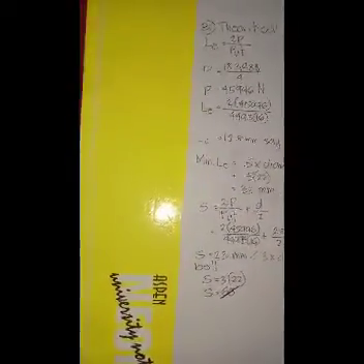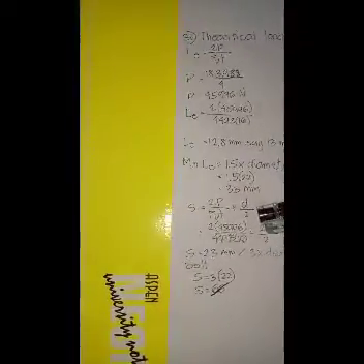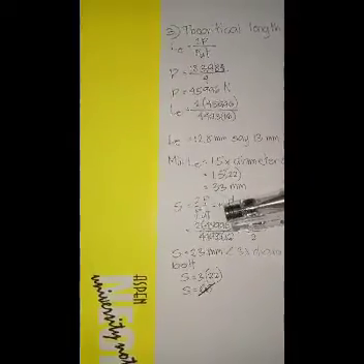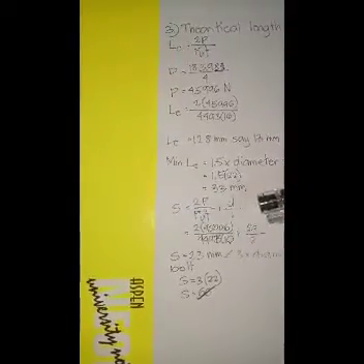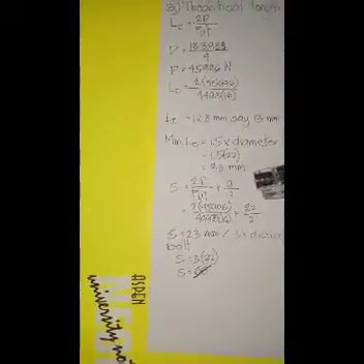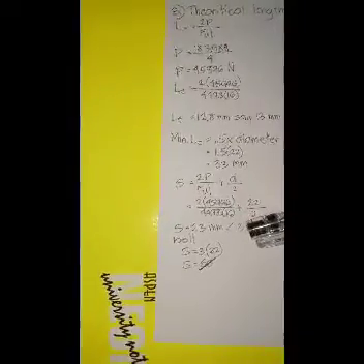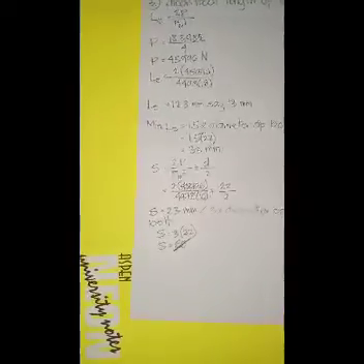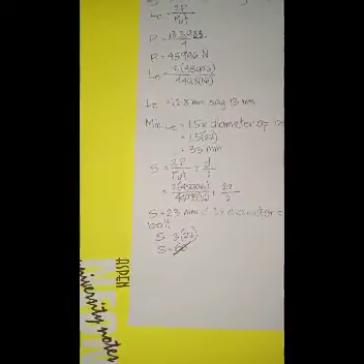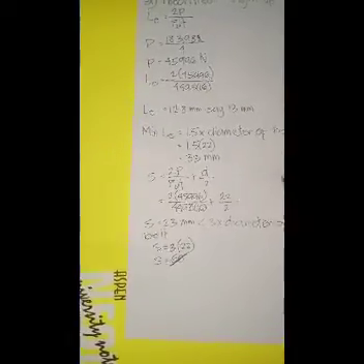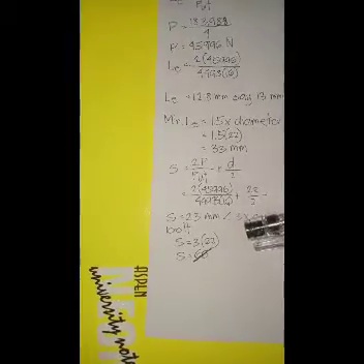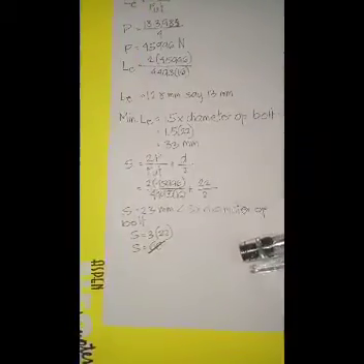Then S is equal to 2P over F sub u times T plus D over 2. So substitute: 2 times 45,996 over 449.3 times 16 plus 22 over 2. Then S will be 23 mm, which is lesser than 3 times the diameter of bolt.